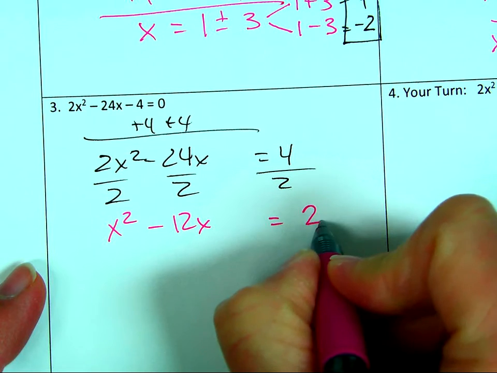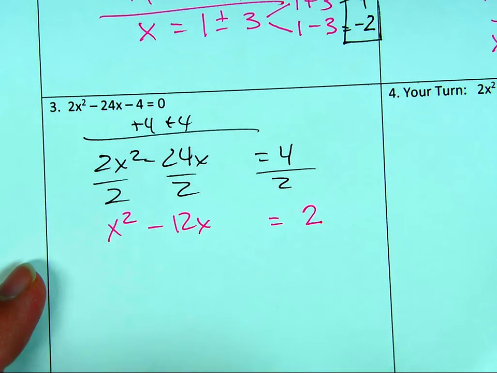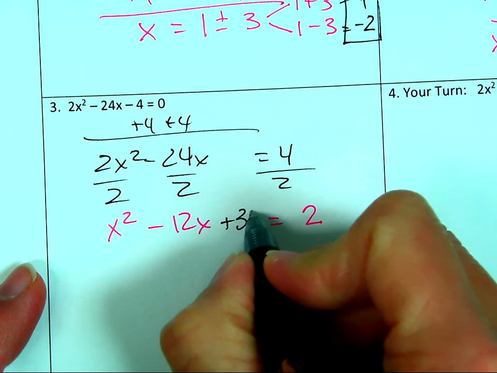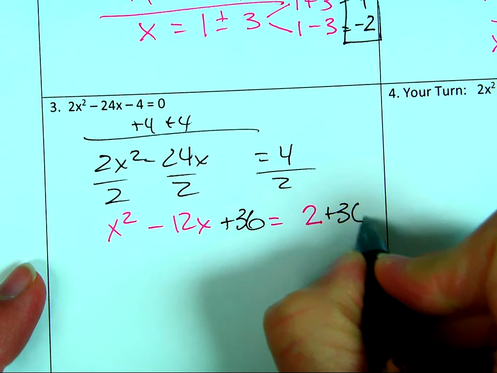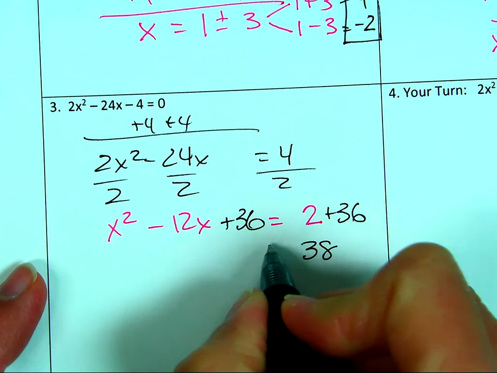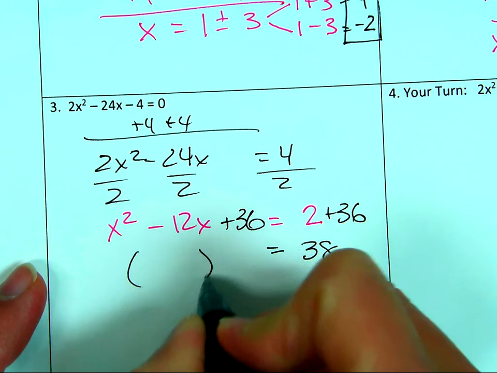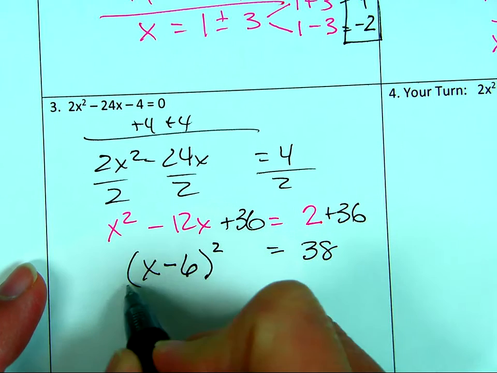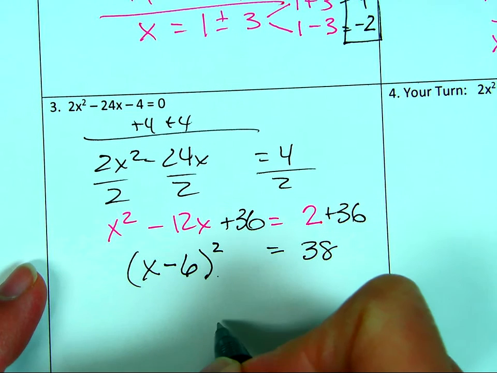And then I'm going to take half of b, which was negative 6. I'm just going to square it, and that gets me 36. So I'm going to add 36 to both sides. Well, 2 plus 36 is 38. And if I factor this side, I get x minus 6 quantity squared.